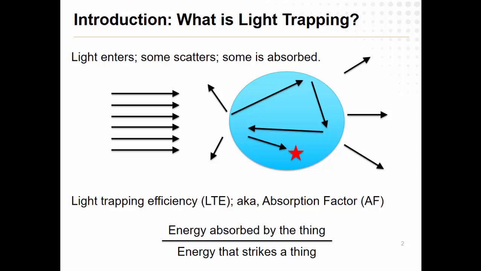So what is light trapping? The basic philosophical foundation is you just imagine an object somewhere in space. There's a bunch of light striking it, and some of that energy is going to bounce away, some of it might transmit through, and some fraction of that's going to be absorbed inside of your object. So we can define a basic metric called light trapping efficiency, or absorption factor as well, which is just the ratio of all the energy absorbed inside of it divided by all the energy that was striking. So it's pretty straightforward.